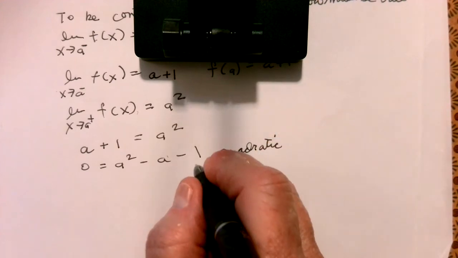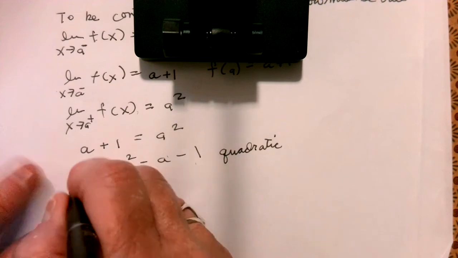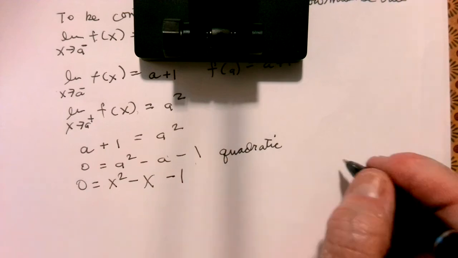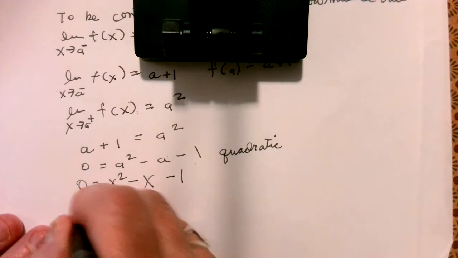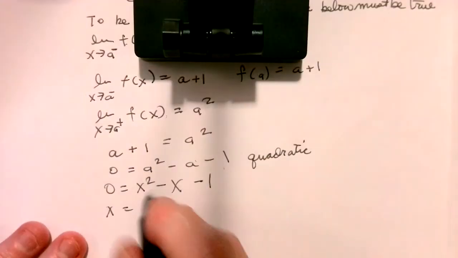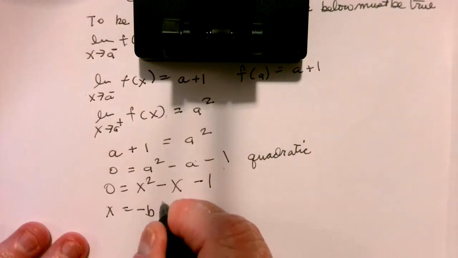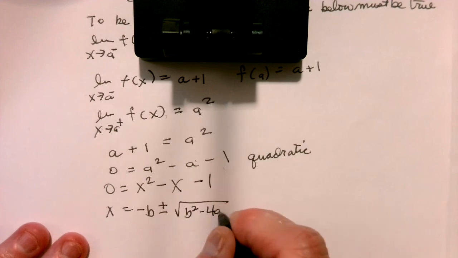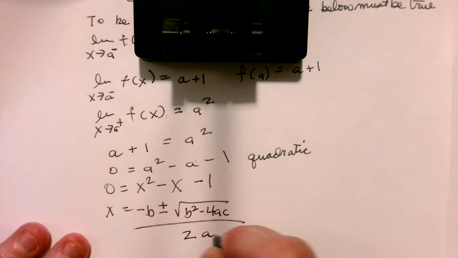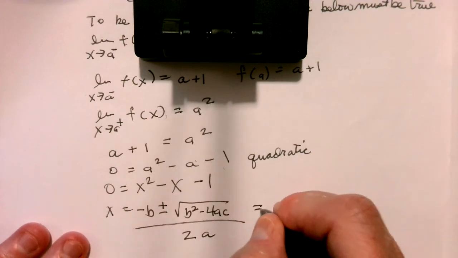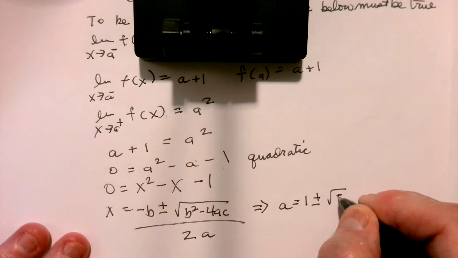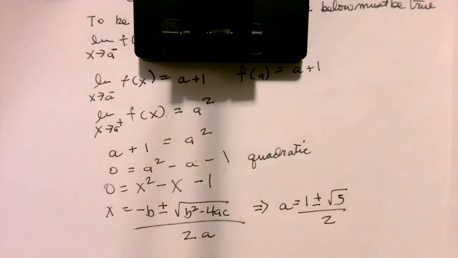And it doesn't factor. So you can use the quadratic formula and just pretend like the variable is x, so that we don't get it mixed up with the a in the quadratic formula. So the quadratic formula goes x equals minus b plus or minus the square root of b squared minus 4ac, all over 2a. And if you work that out, you'll get a equals 1 plus or minus the square root of 5, over 2. So that's what a must be, or one of those two values anyway.